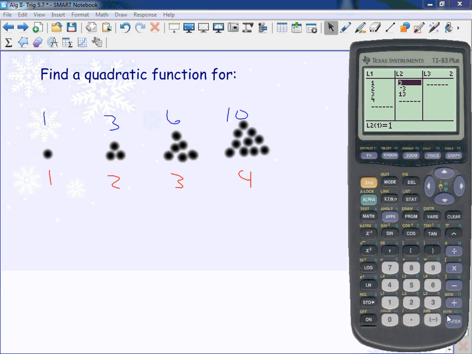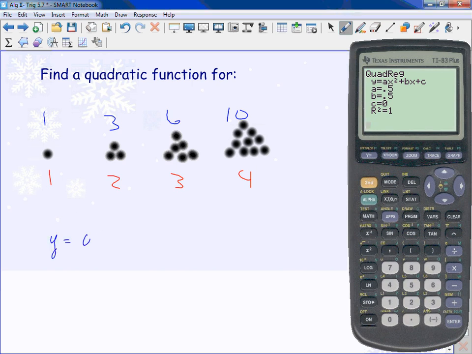And I have 1, 3, 6, 10. How do I find the equation? Stat, calc, 5. Where did we put our stuff? L1 and L2. So I don't have to, but I can. Second 1, comma, second 2, enter. This equation is y equals 0.5 x squared plus 0.5 x plus 0.